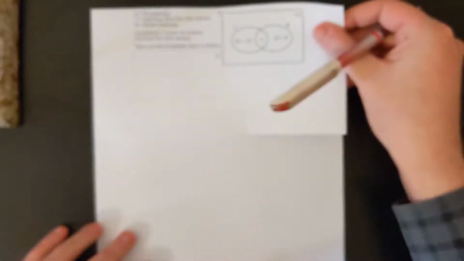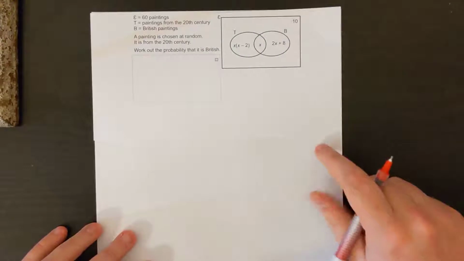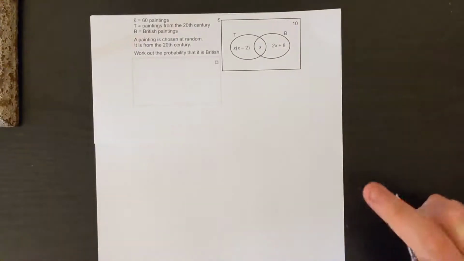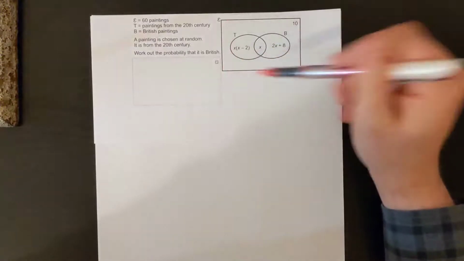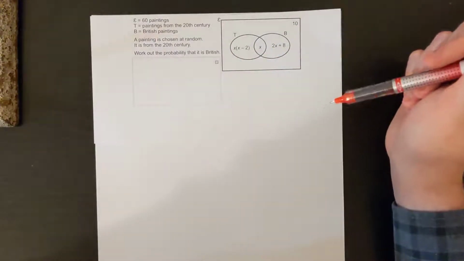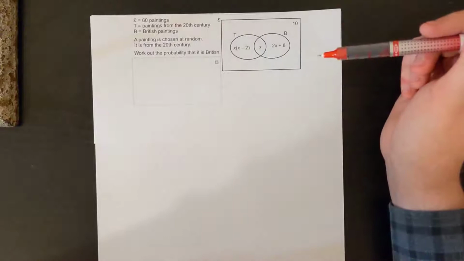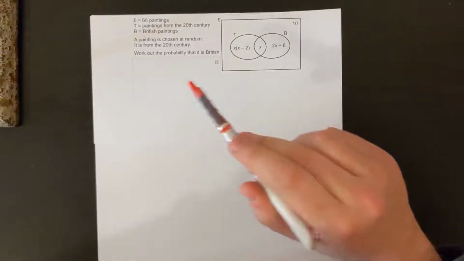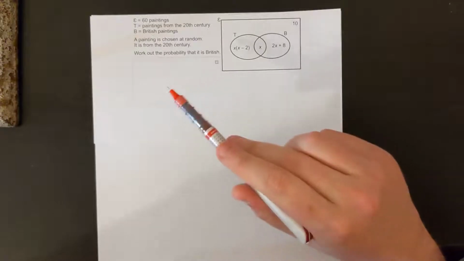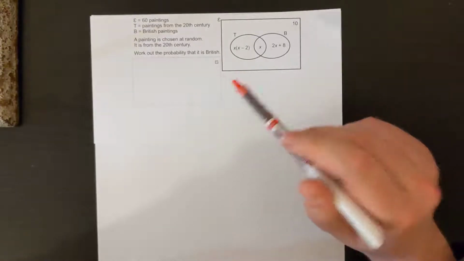The second question I want to look through is a Venn diagram question. You'll have noticed that some of the work this week was about practicing skills you should already have gained in lessons. So this question here tells you that the universal set, epsilon, is 60 paintings, that T is paintings from the 20th century, B is British paintings, and it says a painting is chosen at random, it is from the 20th century, work out the probability that it is British.